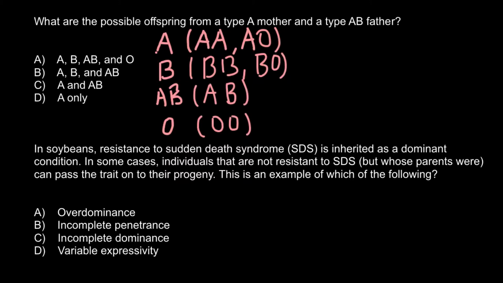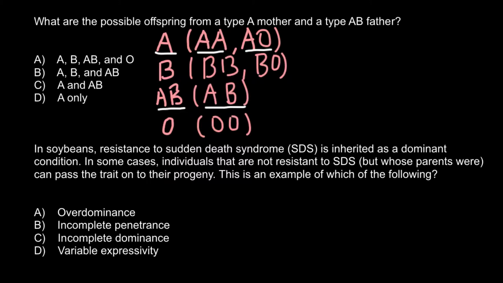So we are told that the mother belongs to blood group A, so her genotype can be AA or AO, and the father belongs to blood group AB, so we know that his genotype only can be AB. Now we have to choose which genotypes would produce more variants in offspring.